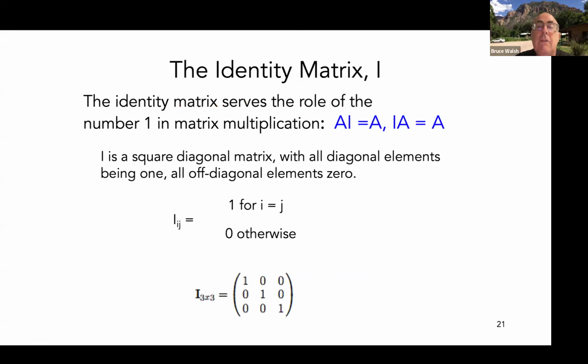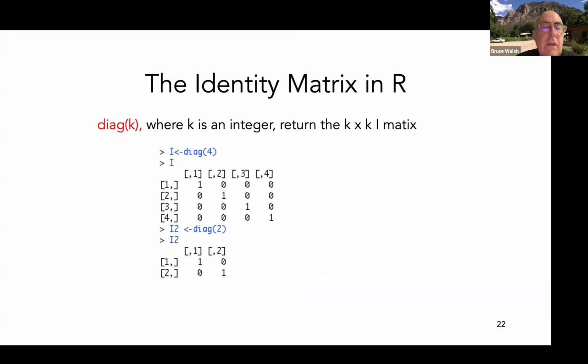So quickly, the identity matrix, here's a 3 by 3. It's got ones on the diagonal, zeros on the off diagonal. And again, if A is non-square, that I and that I will have different dimensions. If this is 5 by 3, that would be a 3 by 3. That'll be a 5 by 5. We never worry about that. You just write an identity matrix down. Here's you can write an identity matrix of, for example, size K in R, so you just use the diagonal command.